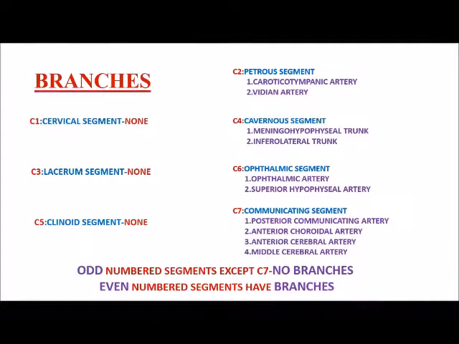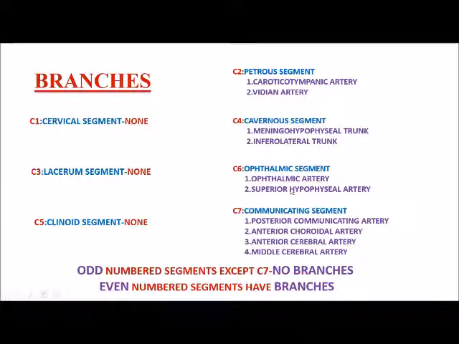Let's discuss the branches of internal carotid artery. Here you can see C1, C3, C5, that is odd numbered segments except C7, have no branches, but all even numbered segments have branches. C2 segment, that is petrous segment, gives rise to two branches. First one, caroticotympanic artery. Second one, branches. C4 segment: first one, meningohypophyseal trunk. Second one, inferolateral trunk. Then C6 segment or the ophthalmic segment.